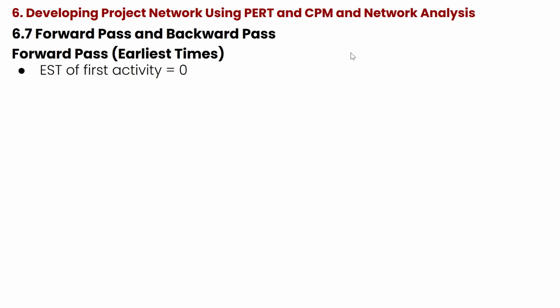All right, so I said for forward pass, you are looking at the beginning of the project. You are taking stock from the beginning of the project towards the end. So your movement is from the beginning of the project towards the end. And we are going to start with your earliest starting time, which is the EST. The earliest starting time of the first activity is always 0. I'm going to show you that soon.